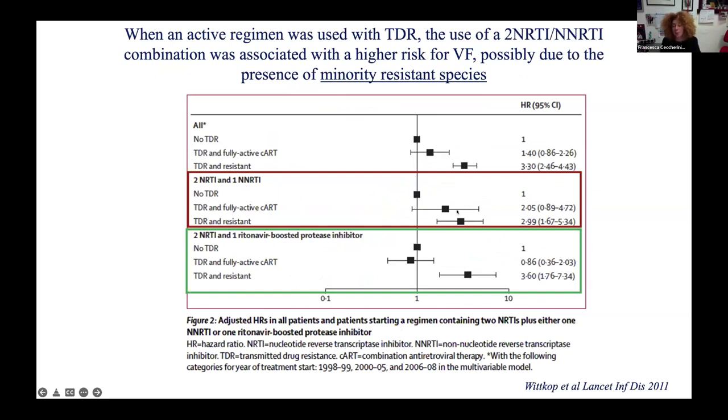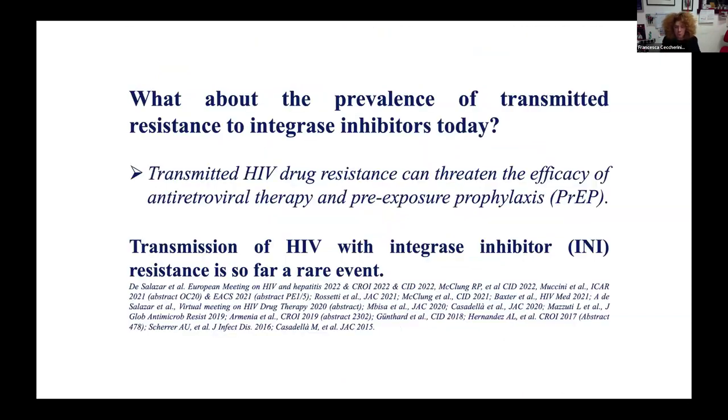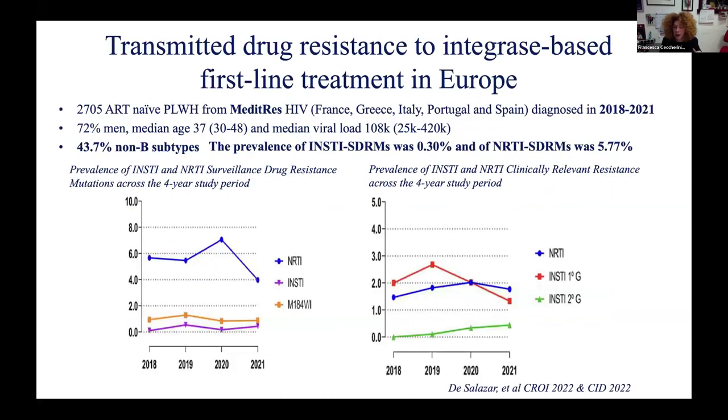So this means that we thought that this was associated also with minority variants that could have an impact on virological failure. Today, what about the prevalence of transmitted resistance to integrase inhibitors? Because all guidelines recommend, suggest an integrase inhibitor as first-line treatment. And we need to remember that transmitted HIV drug resistance can threaten the efficacy of antiretroviral therapy, but also pre-exposure prophylaxis. The good news is that the transmission of HIV with integrase inhibitor resistance is so far a rare event. We don't have a high percentage.